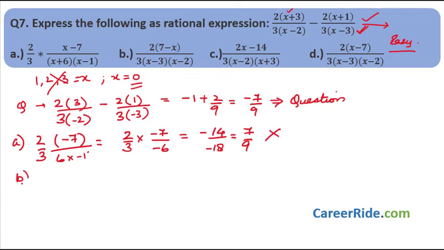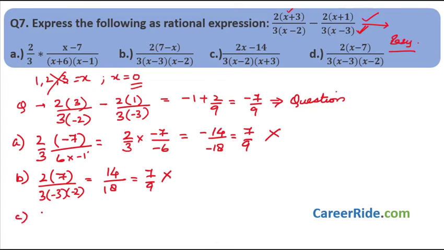What happens in case of B? In case of B, 2 into 7, because x is 0, 3 into minus 3 into minus 2. What does this give me? This gives me 14 upon 18. This is again 7 upon 9, but my expression when I solved the question, it was minus 7 upon 9. So B is also not my option. Let me check out C and D now.